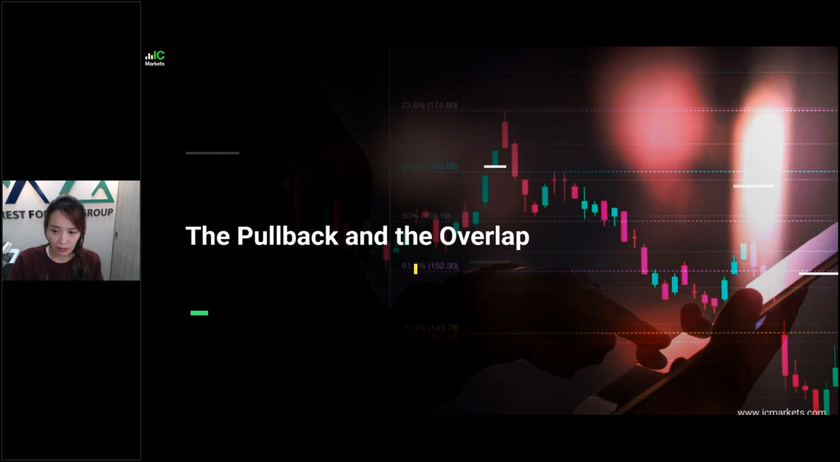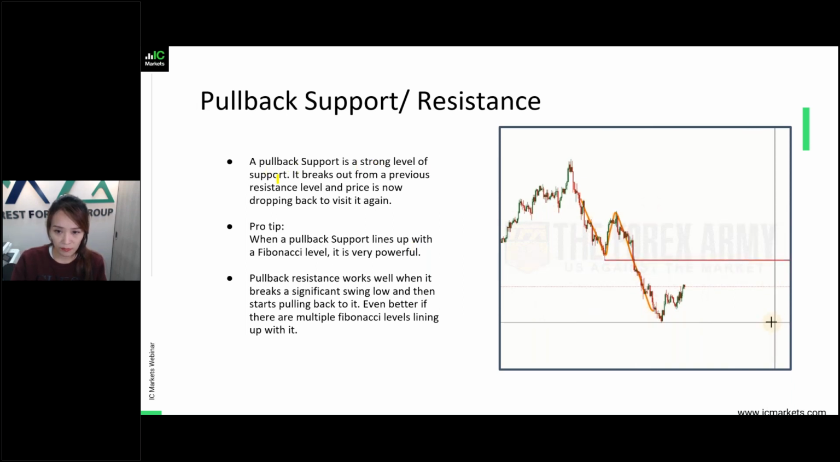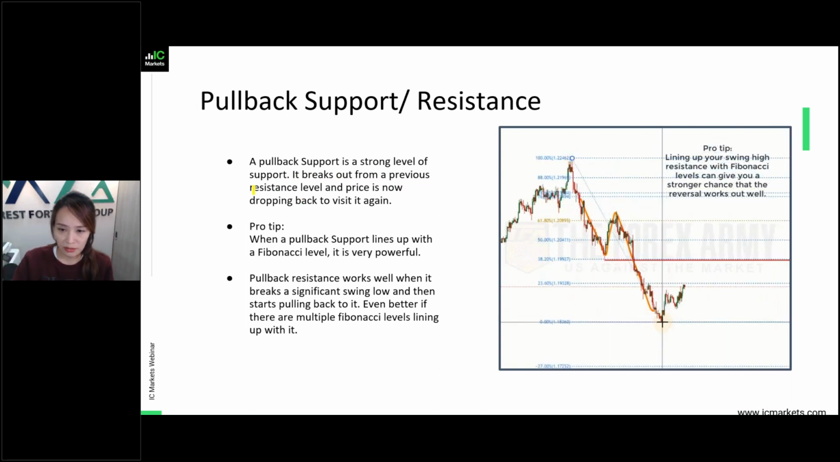Now, pullback and overlap. So basically pullback support and resistance. Pullback support is a strong level of support. It broke out from a previous resistance level, and the price is now dropping back to visit it again. So you wait for price to pull back to the level.